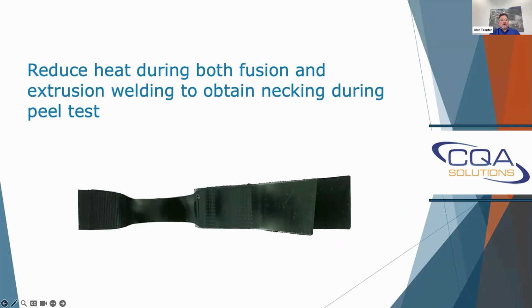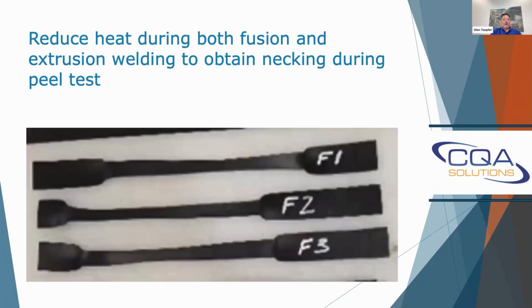You can see here the coupon is not breaking at the edge of the weld, it's stretching. And the stretching is a better indicator. It may not be the best indicator yet. There probably are better indicators, but at least it's an indicator that the geomembrane still is flexible enough to elongate rather than just break. Another example of elongation.